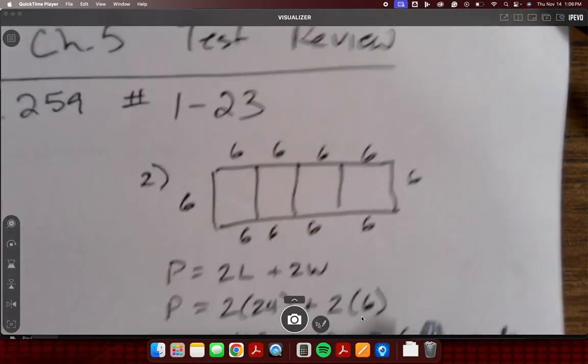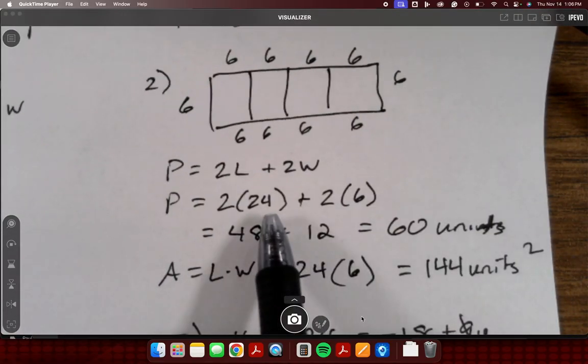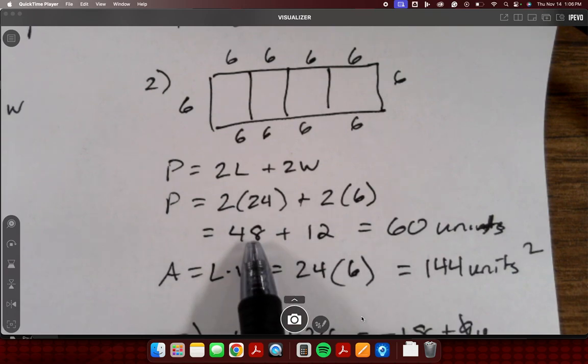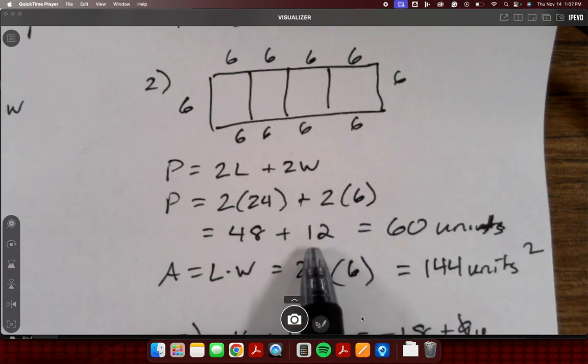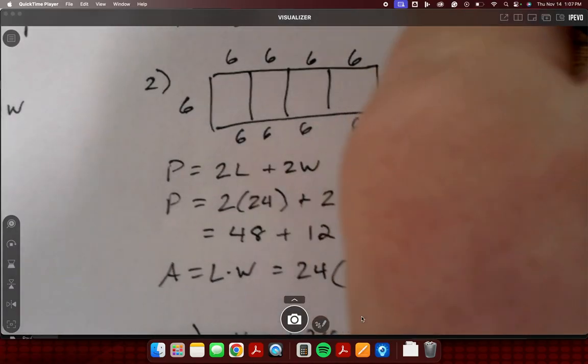Then we calculate that to get our perimeter. 2 times 24 is 48. 2 times 6 is 12. And 48 plus 12 is 60 units.